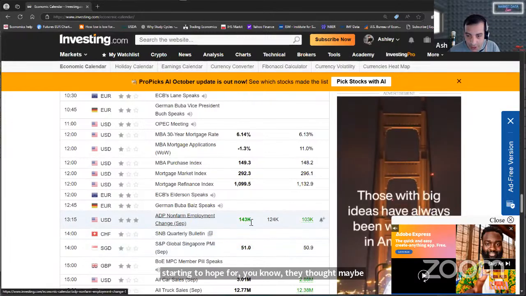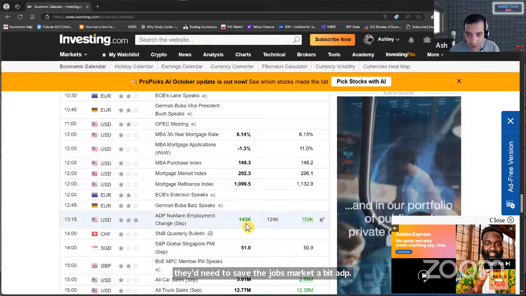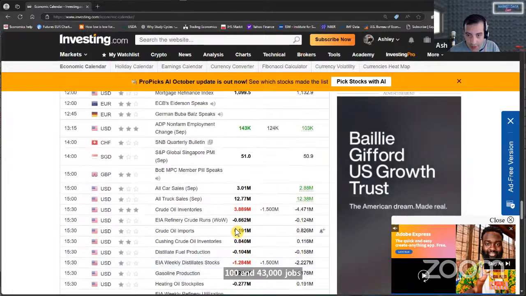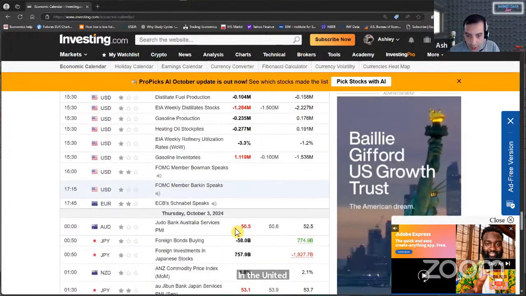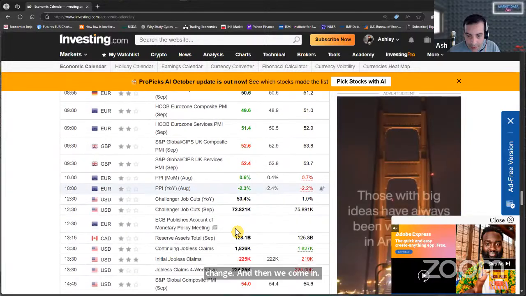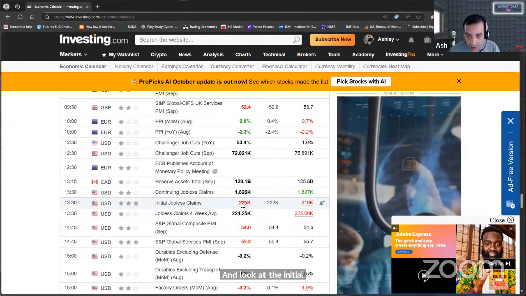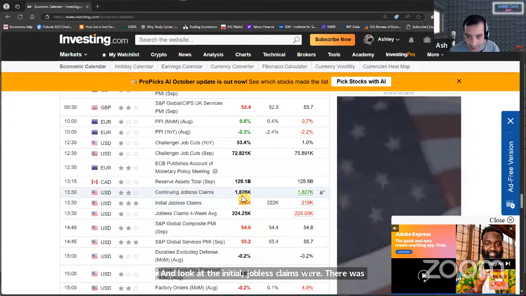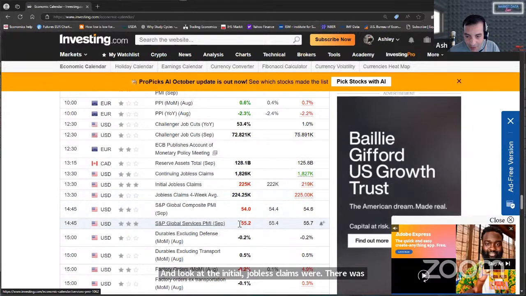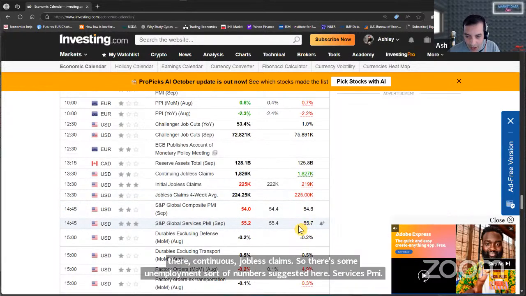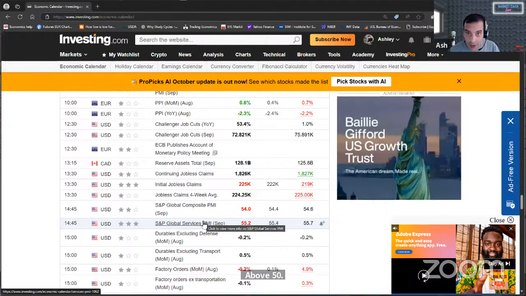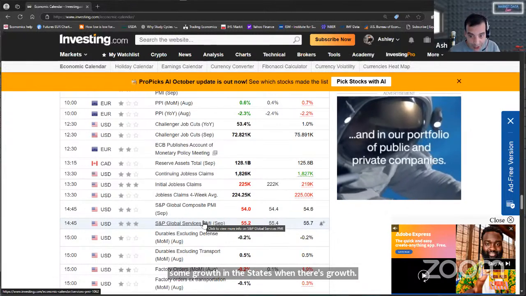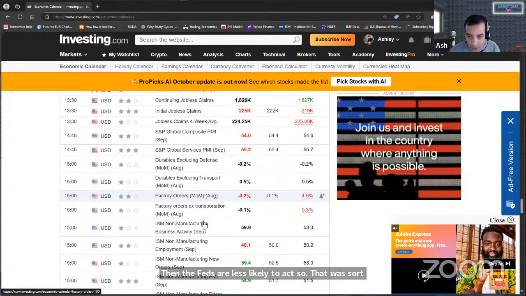ADP employment change was growing. 143,000 jobs made in the United States. That's the weekly change. And then when we come in and look at the initial jobless claims, there was some growth in there, and continuing jobless claims. So there are some unemployment numbers suggested here. Services PMI was above 50, with just a little bit under that one. So there's still some growth in the States. When there's growth, then the Fed are less likely to act. So that was, again, dollar bullish to a degree. I mean, it's not a great number.